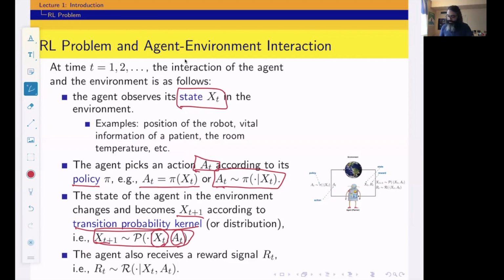And also the agent receives some reward, which depends again on xt and at. In theory, it could also depend on the new state, but I will describe later that it doesn't matter. We could essentially have it as xt, at, and xt+1 instead of what I have here, but they are mathematically the same. So throughout the course, I'm going to use the first formulation here.